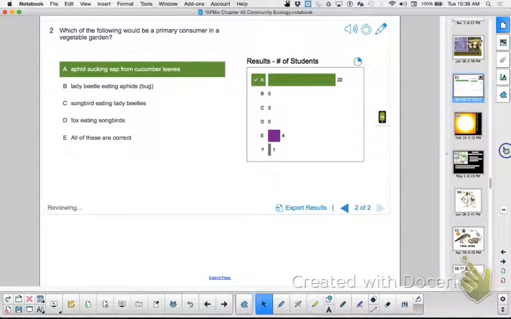Okay, which of the following would be a primary consumer in a vegetable garden? So primary consumer, what would be another name for primary consumer? Herbivore. So you're eating herbs. This one, 22 of you got this: aphid sucking on sap from a cucumber leaf. But E, all of these are correct.